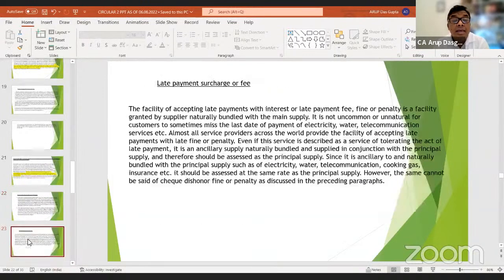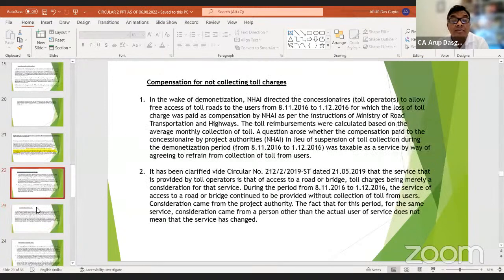Here, regarding the toll, what has been said is that the toll charge was paid as compensation by NHAI as per instruction from the Ministry of Transport and Highways. So the toll amounts were not a compensation, rather they came as a consideration. They are saying that this is something they would have got normally, and they have got it as a compensation because of the period of non-collection of toll charges by the concessionaire just because of the demonetization. So that is not a compensation. That is a consideration they have received, and they have received it from a different person. So that does not change the nature of the service.